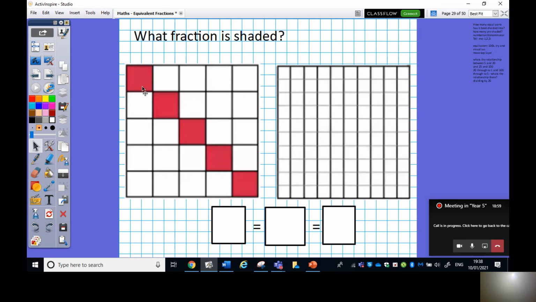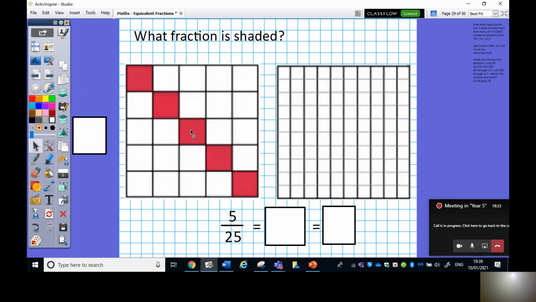Now, what fraction is shaded? Take a look at the square on the left. Can you tell me how many equivalent parts there are and how many of those equivalent parts have been shaded? Good. So now think about the numerator and the denominator. And how would I say that? Tell me. 1, 2, 3. Good. 5/25.